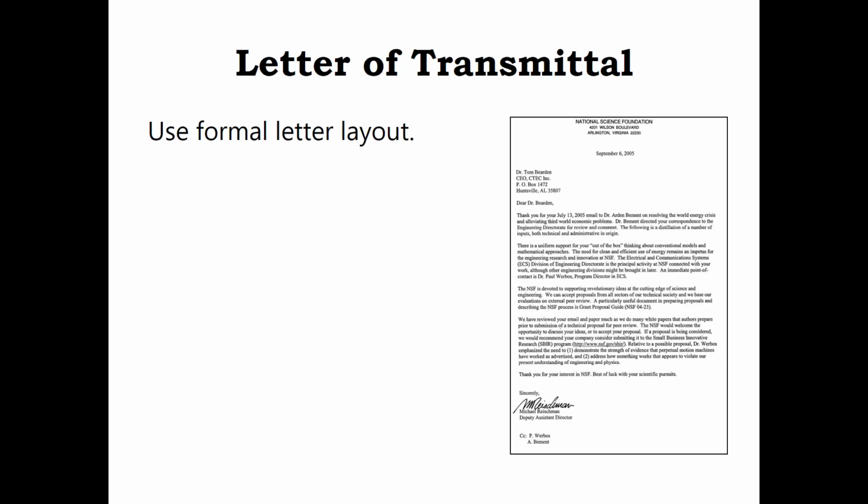A letter of transmittal uses a formal letter layout. You've seen this before. Notice the example at the right. We have some letterhead with a return address, we have a date line or inside address, a salutation, a main body broken up into paragraphs, we have a complimentary close, a signature, and a signature block. Not a big surprise.